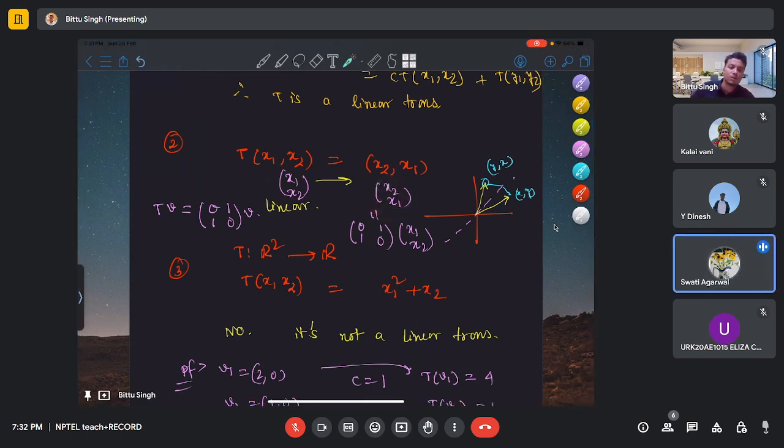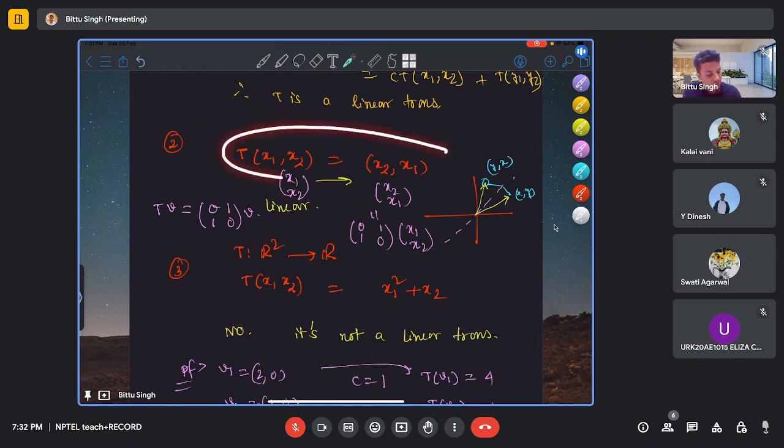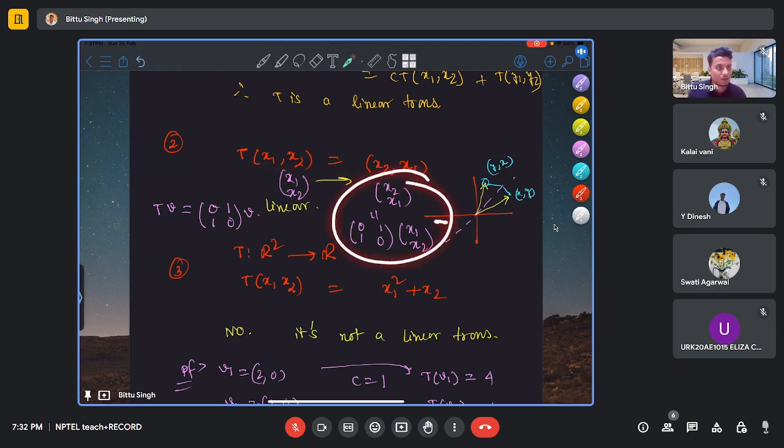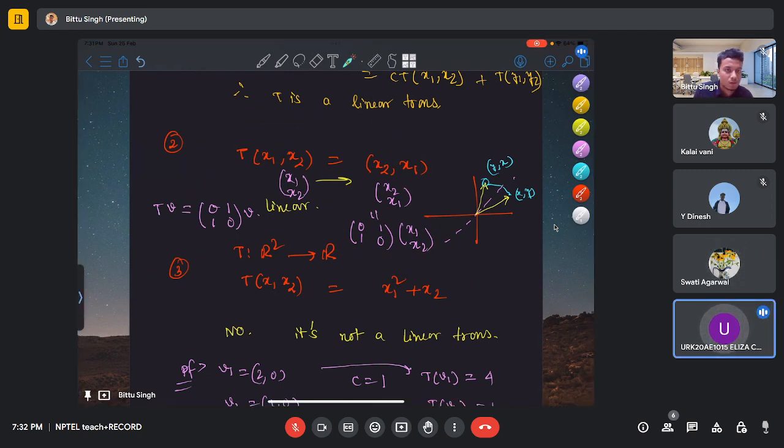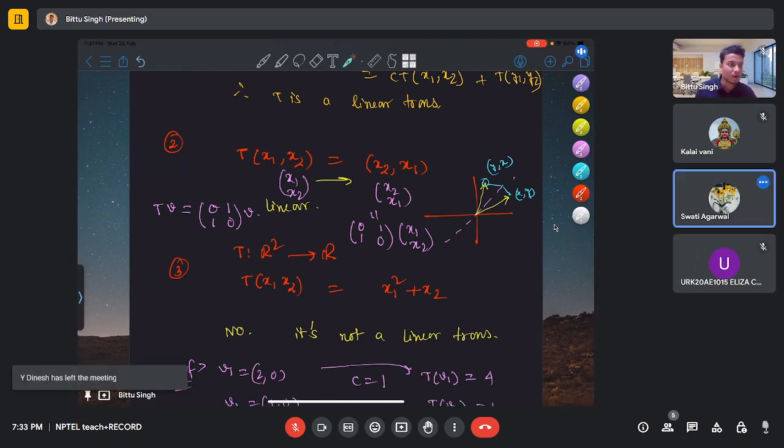So what are we trying to say here? I am trying to say that this is a transformation by matrix multiplication, and we have checked that matrix multiplication is a linear transformation. So instead of checking whether T is linear or not, we can just say from here directly: since T is matrix multiplication, T will be a linear transformation. T is doing the same as multiplying with some matrix. That is what I am trying to say.